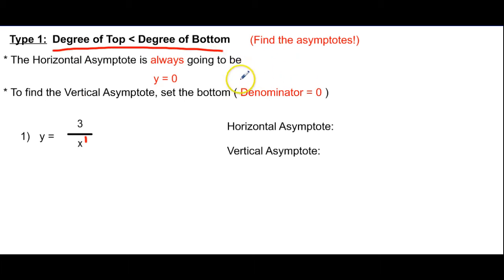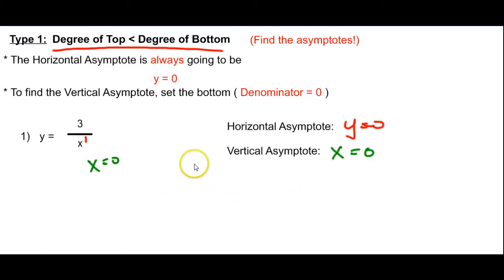Alright? In order to solve these, we need to find the asymptotes first. In this type 1, when the degree on top is less than the degree on the bottom, your horizontal asymptote is always going to be y equals 0. Y equals 0, you don't have to do anything else. That's it. The vertical asymptote, however, that's when you take the bottom and you set that equal to 0. So x equals 0. We don't really have to solve, x is just 0. So the vertical asymptote is x equals 0.